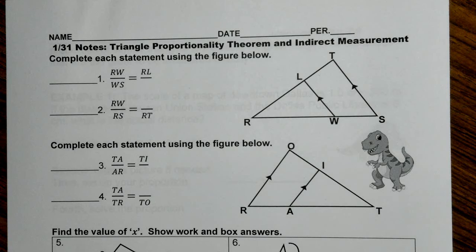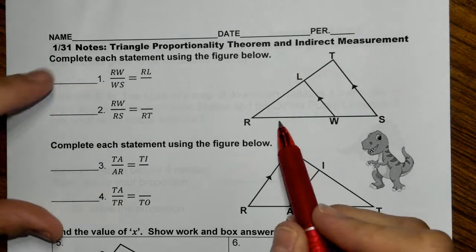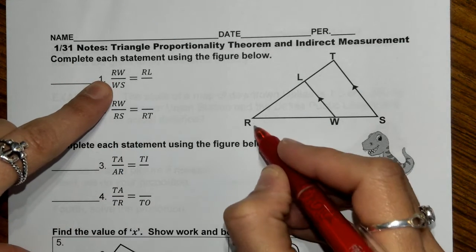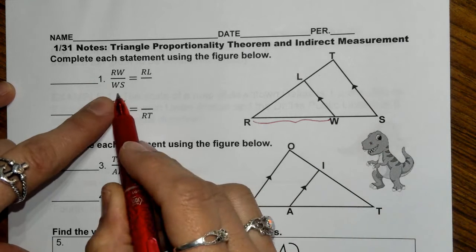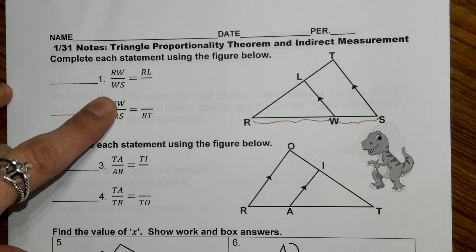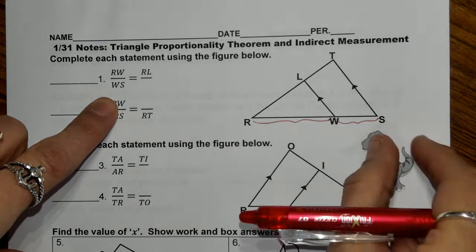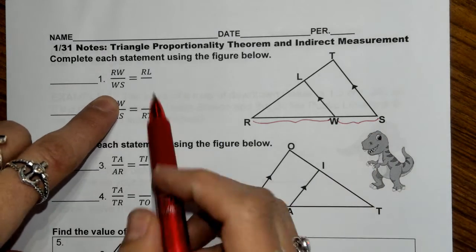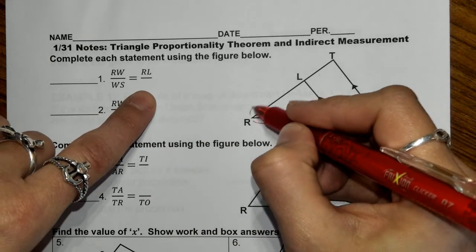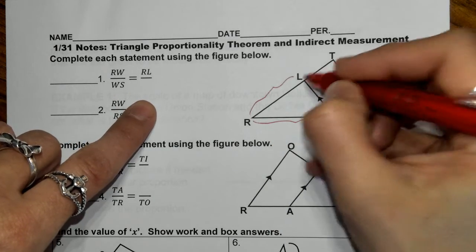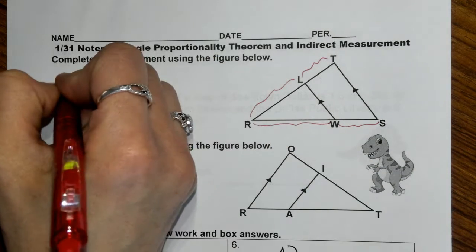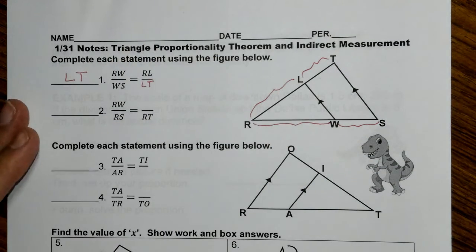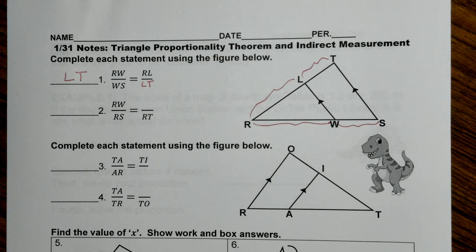The first thing that I want you guys to see here is that if we're going to compare RW right here to WS down here, I want you to see where that is located. So you've got the one portion and the other portion of the side. This will be equal to RL right here over the little portion of LT. You can either write it there or write it right here. That's where you're going to see this most of the time in this class this year.